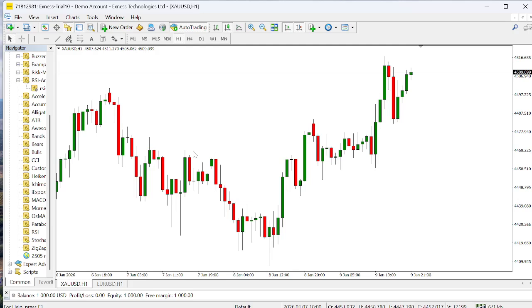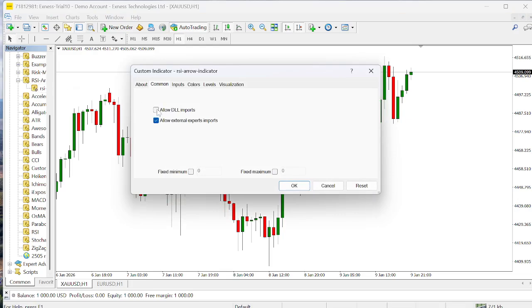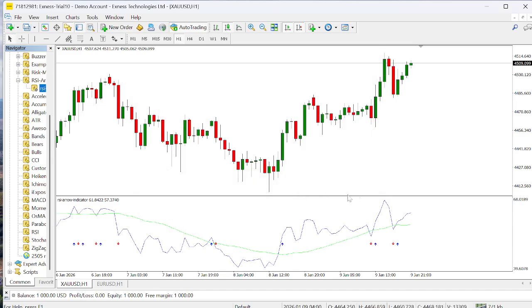At this point, I'll load the indicator on the chart so you can see how it looks in real time. Remember to allow DLL imports, and just like that, we have the indicator installed on our chart. And it's quite easy to interpret and use actually.